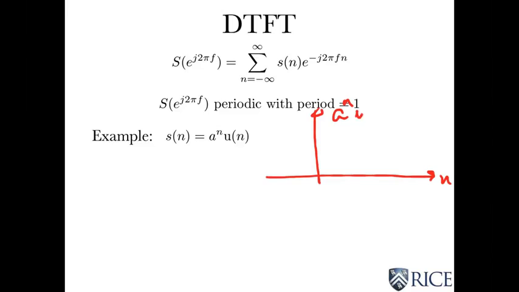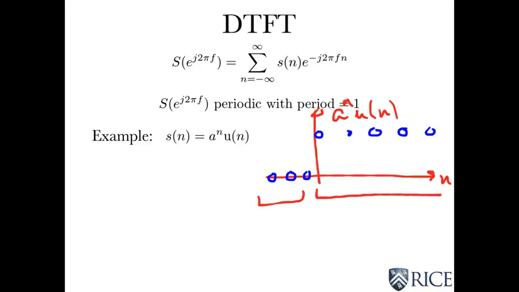So a to the n, u of n. Okay, the first thing to note is that the unit step multiplies the a to the n. So the unit step, if you recall, is 0 for n negative, and it's 1 for n equal to 0 and positive. And the part that's back here for negative n is going to set the exponential to 0. So the only thing we get is the exponential for positive index values, positive time values. And it may look something like that.